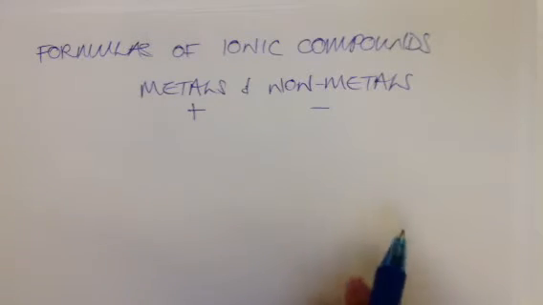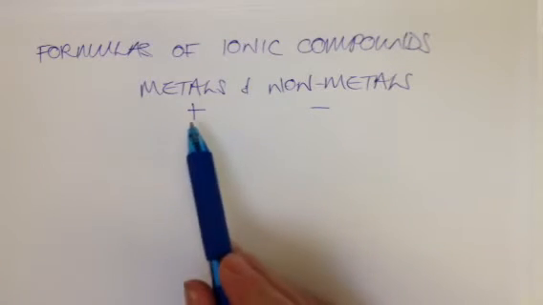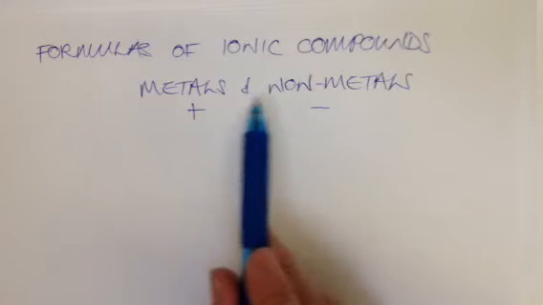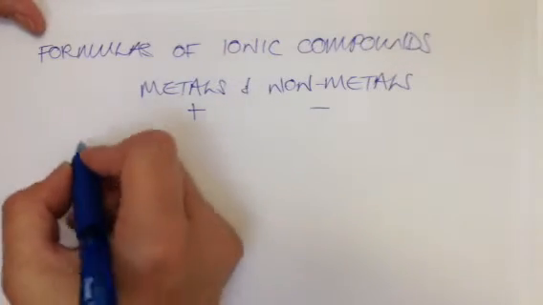And the aim of the game when you are writing a formula of an ionic compound is to have a charge of 0. So the size of the positive charge must equal the size of the negative charge so that they cancel each other out. You want your net charge to be 0. So let's look at some examples.